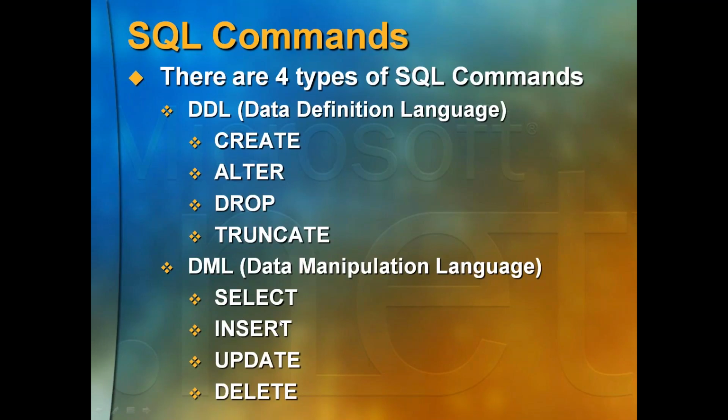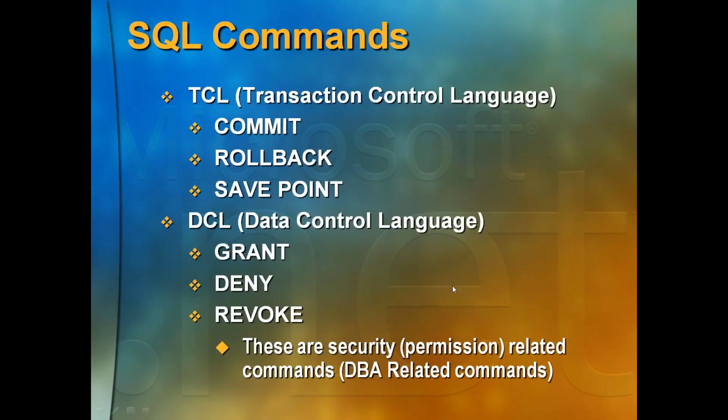DML means select, insert, update, and delete. So these are called data manipulation language commands. And we have TCL, transaction control language commands. Clear? Commit, rollback, savepoint. The last one is DCL, data control language, where we have grant, deny, and revoke. These are security, meaning permission related commands. So DBA people are going to be using this.